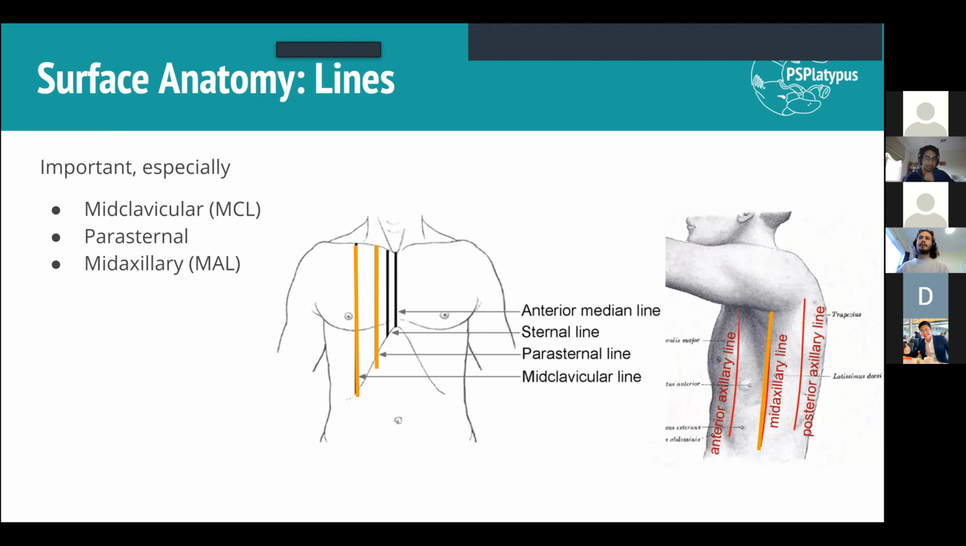But for instance, you might be looking at where you'd expect to hear the apex beat, or where you'd listen for the different heart valves. And the way that you'll get your horizontal location is by going which intercostal space. So which space between ribs are you listening? So for instance, the fourth intercostal space, and then on the midclavicular line. That way you're getting your horizontal through the intercostal space and your vertical through the midclavicular line.